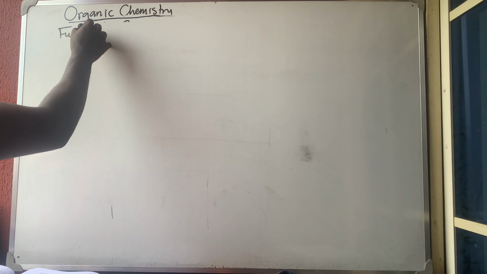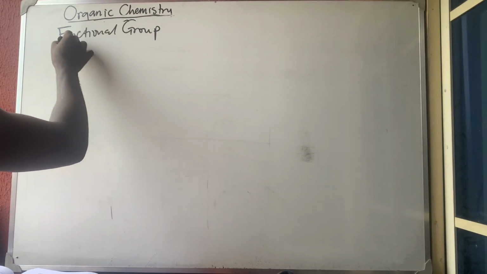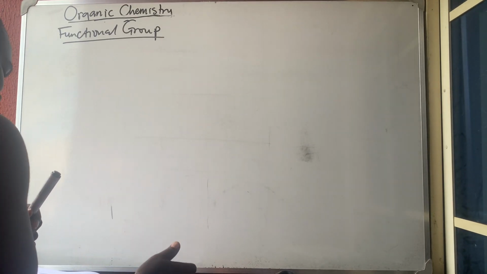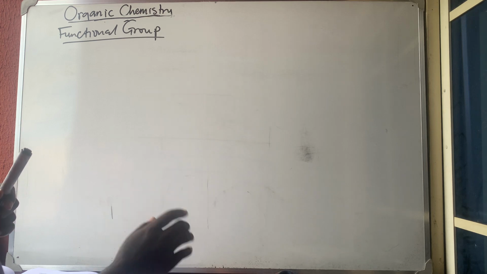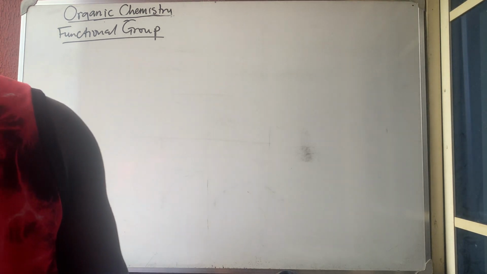The next one we are moving to is the functional group. Now, a functional group is defined as an atom or a radical or a bond common to a homologous series, which determines the main chemical property of the series. The functional group is what determines the main chemical property of the group.